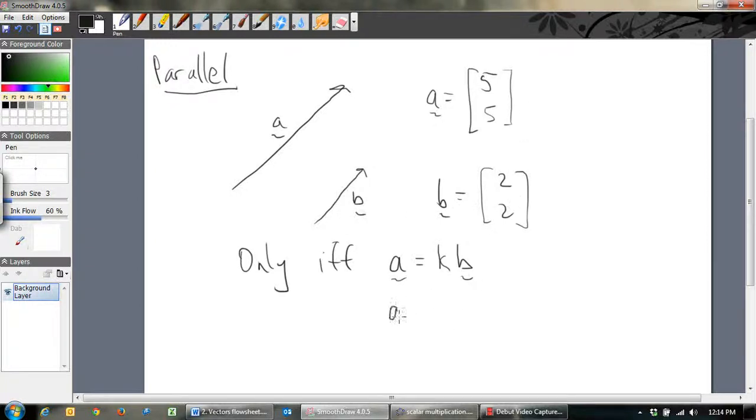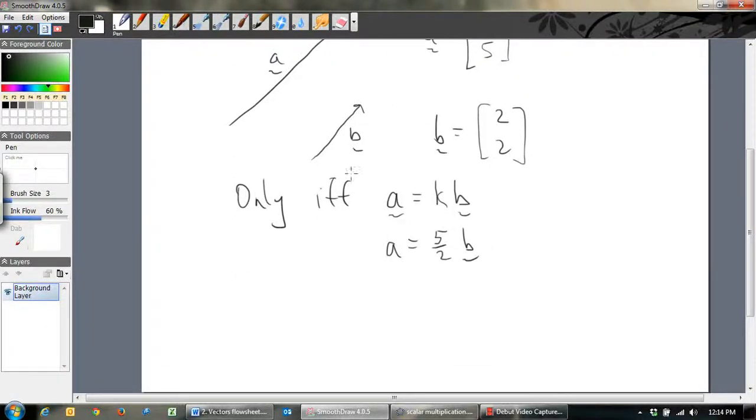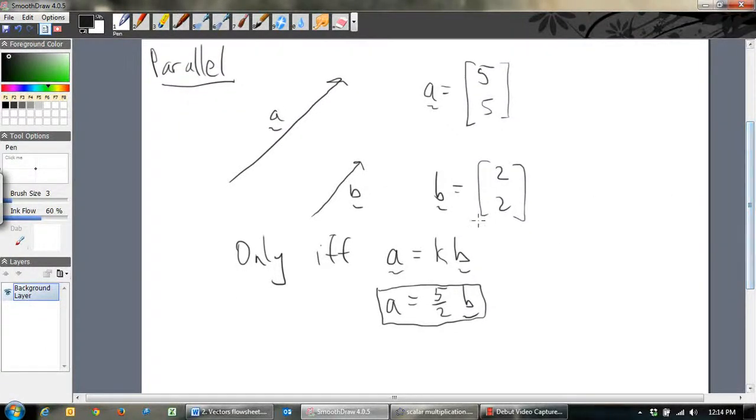In other words, we can write A as equal to, now I chose bad numbers, but if we multiply B by 2.5, A equal to 5 over 2 times B. So if we multiply B by 2.5, then we get the first vector. And so if you can write it as A equals k times B, where k is just some scalar number, then you have parallel vectors. And that's basically all there is to it.